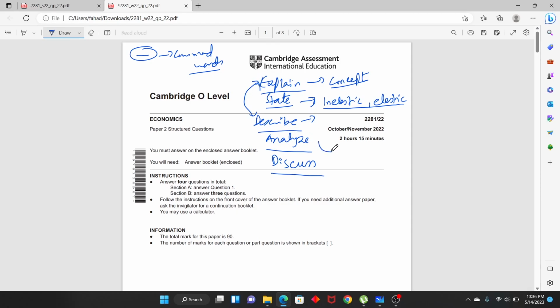Analyze is the word where you give the relationship of two things. Let's suppose there is a question: analyze the link between price and the quantity demanded. You need to establish the relationship: if the price is increasing, quantity demanded keeps decreasing, and if the price is decreasing, quantity demanded increases. Okay, I'll just repeat it again, maybe I explained it wrong earlier. If the price is increasing, your quantity demanded decreases. This is the law of demand. I hope I have made the correction over here.